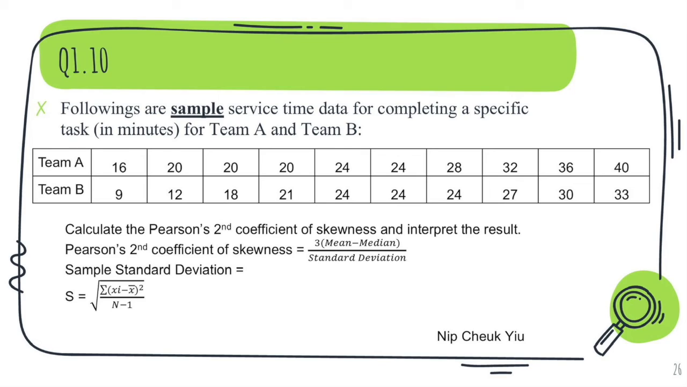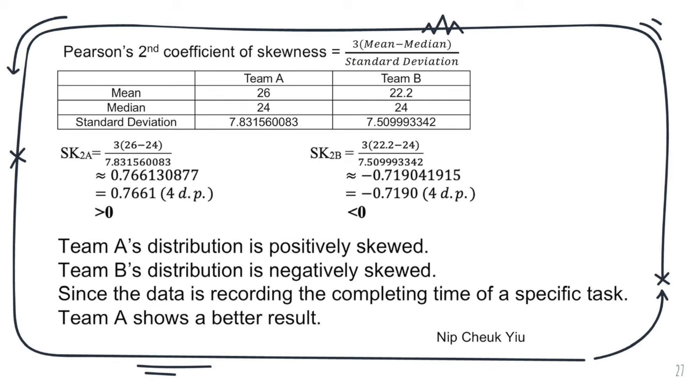The standard deviation here is the sample standard deviation, which means in the equation it is divided by n minus 1 instead of n. For the mean, it's basically the sum of all the data divided by the number of data. For Team A, we get 26 minutes, and for Team B, we get 22.2 minutes. The median is the 5th and the 6th data added together and divided by 2, which we find to be 24 minutes for both.